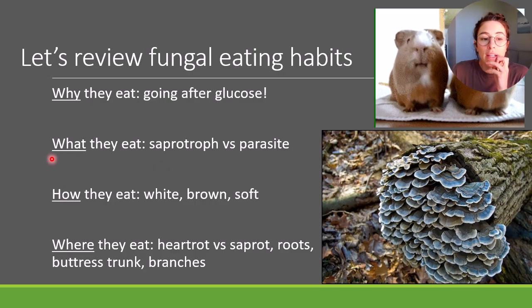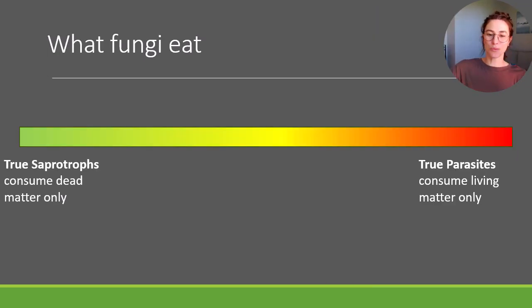But let's talk quickly about this one, saprotrophs versus parasites. So like everything in this world, fungi exist upon a spectrum. So here is the spectrum of eating of our fungi. On this end, we have our true saprotrophs, also obligate saprotrophs, if you're more familiar with that term. These are organisms that only consume dead matter. That's it. Dead organic matter, that's what they feed on, exclusively.